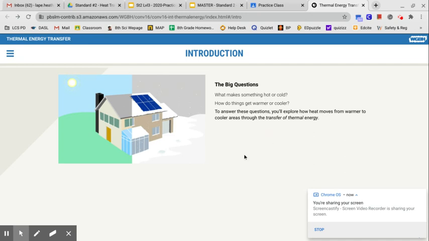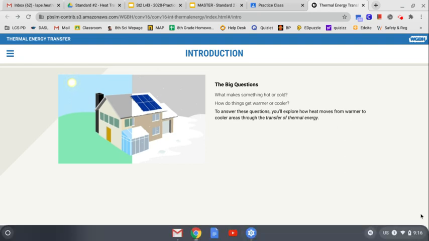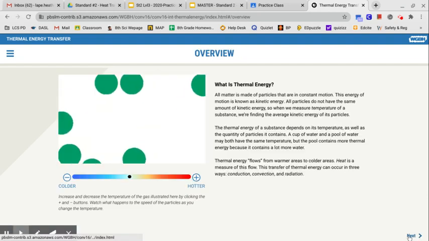So the big questions that will be answered through this guide would be: what makes something hot or cold? How do things get warmer or cooler? And to answer these questions, we're going to go ahead onto our next slide. Down here in the corner, click next.